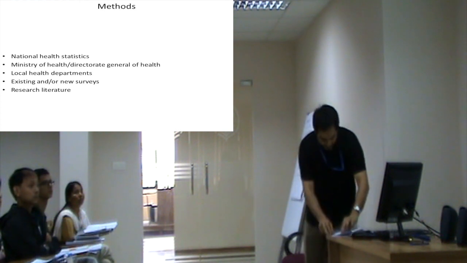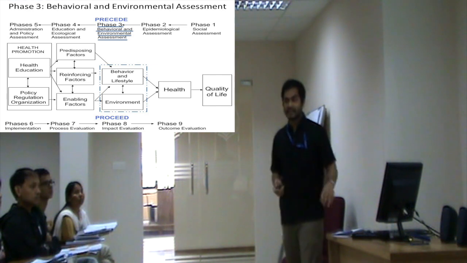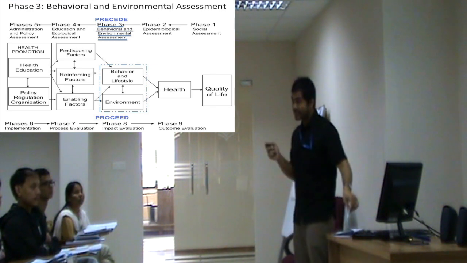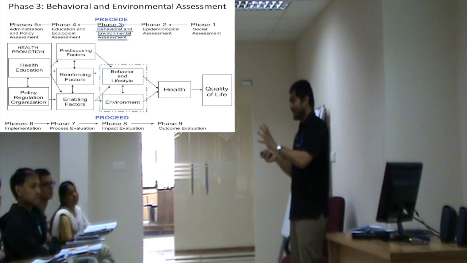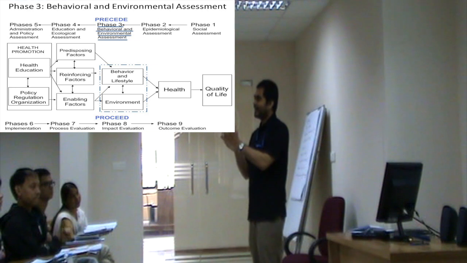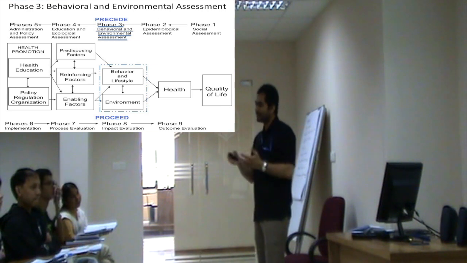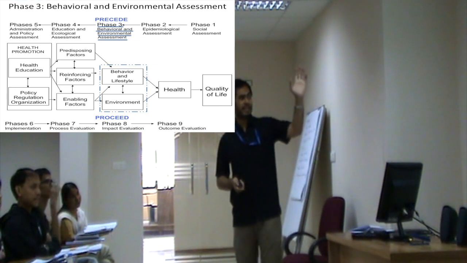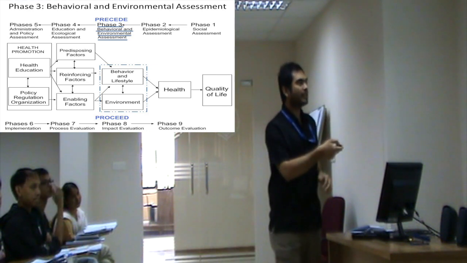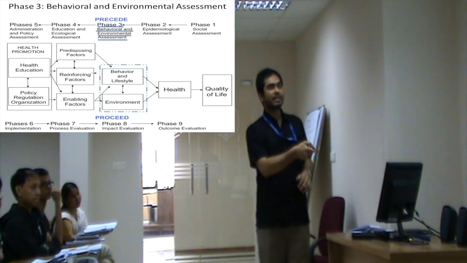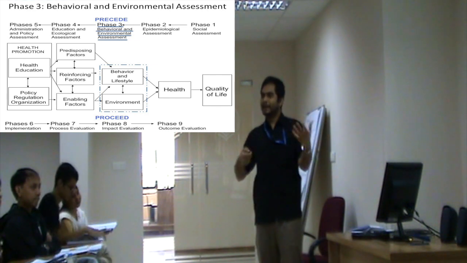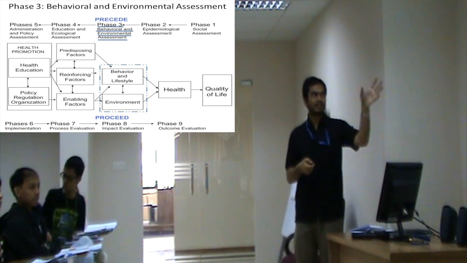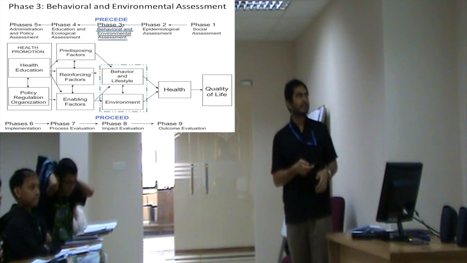Now the third stage is to understand the behavioral and the environmental assessment. As we showed yesterday as well, at least 50% of the diseases have some behavioral factors behind them, right? So we need to understand what are the behavioral and environmental factors leading to these epidemiological problems. Why is it happening? What are the behavioral risk factors and environmental risk factors?